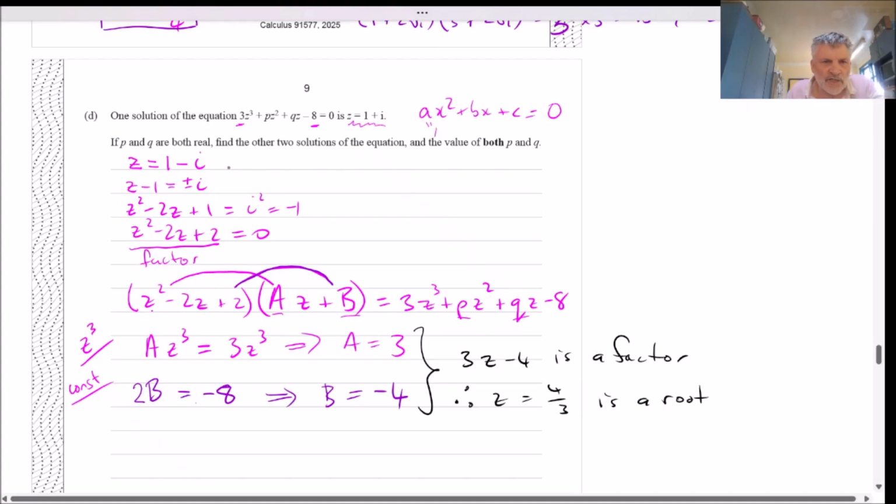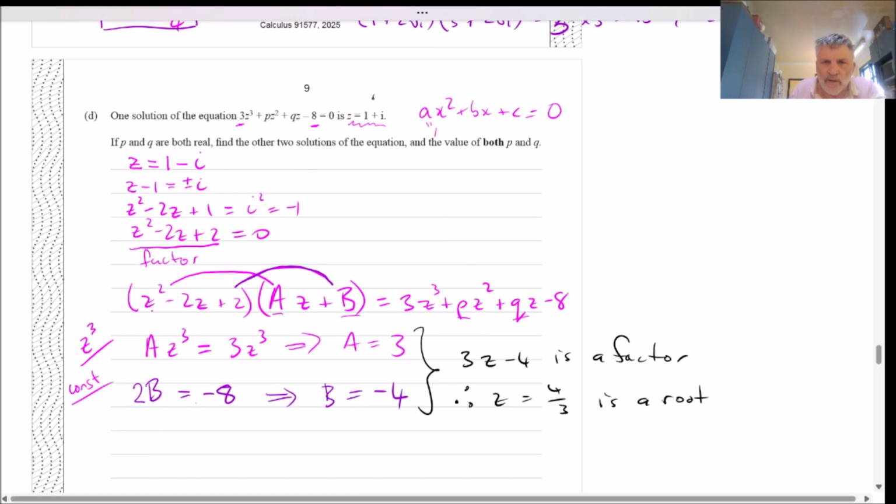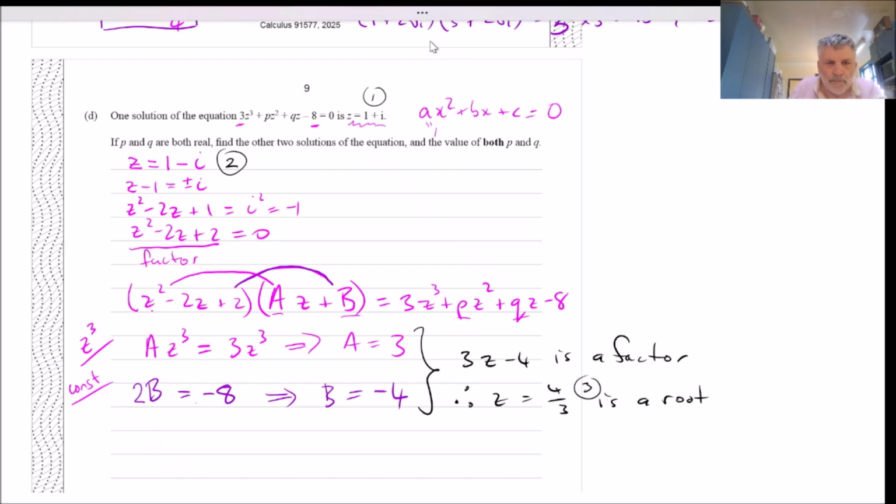And the question says find the other two solutions of the equation. So we've got one solution here. The complex conjugate was a second solution, and this here is a third solution. And then we also have to find the values of both p and q.